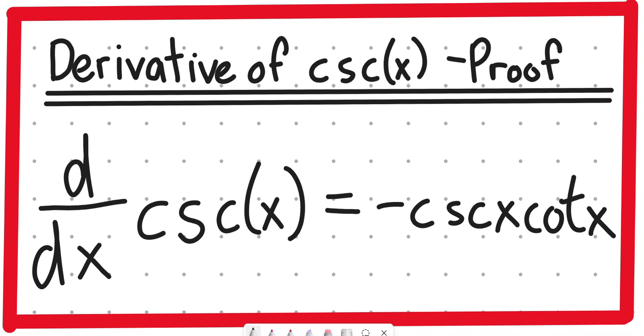In this video, we're going to talk about the derivative of this trigonometric function, cosecant of x. We're going to try and prove that the derivative of cosecant of x is equal to the negative of cosecant of x times cotangent of x. Now, before we dive right in, we have to think about what a derivative actually means for us.